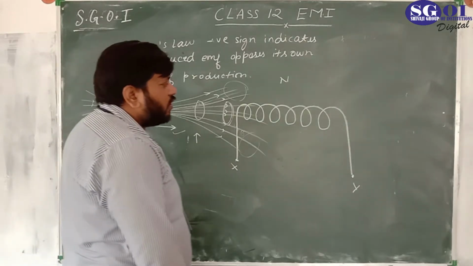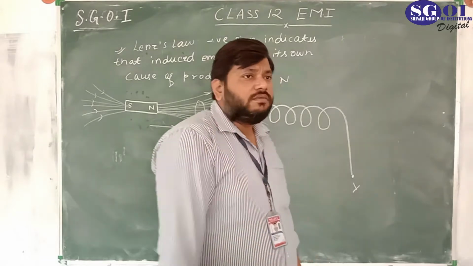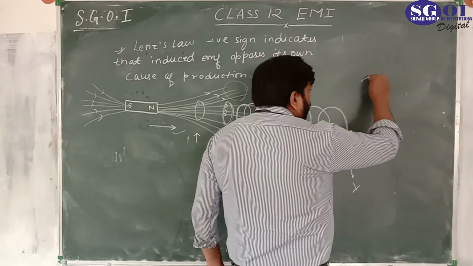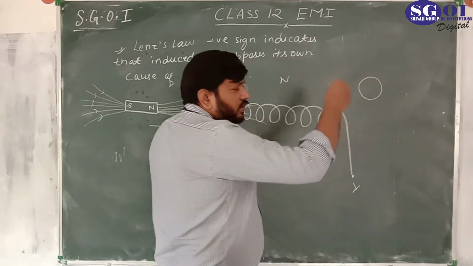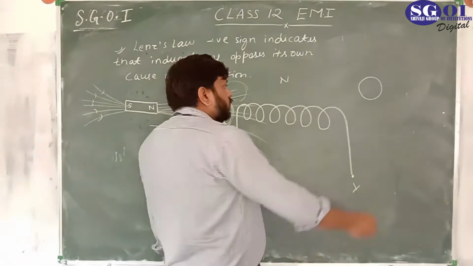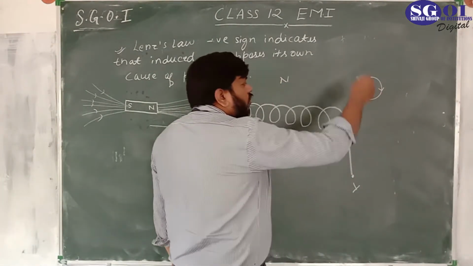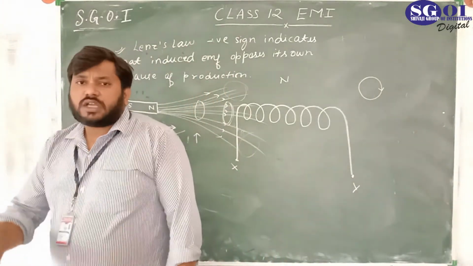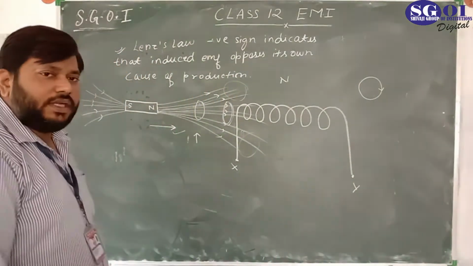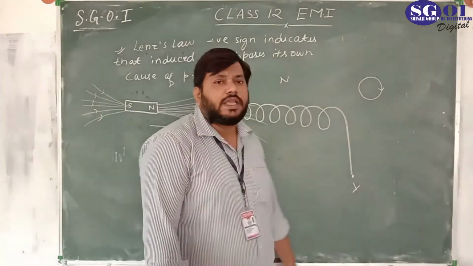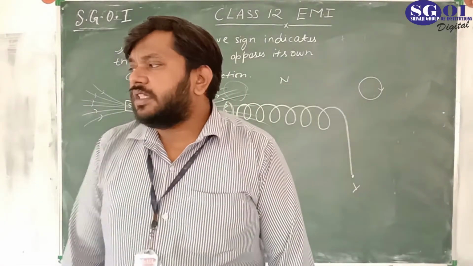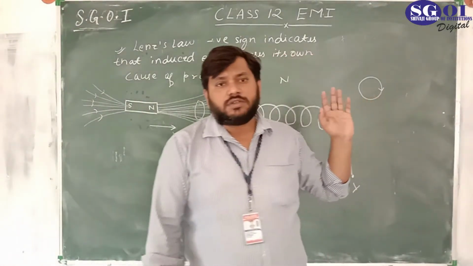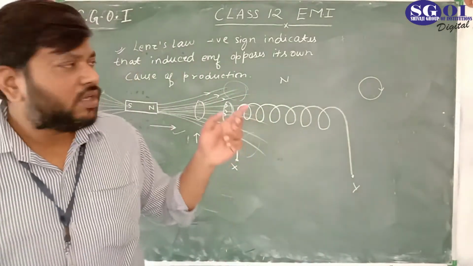Before applying the Lenz law, you have to keep one point in your mind very clearly. I have told you, suppose this is a current carrying loop and the current is flowing, let's say clockwise. I have told you the current carrying loop behaves like a bar magnet. It means there is a north and there is a south pole because of the magnetic field induced by the current which is flowing in the coil.